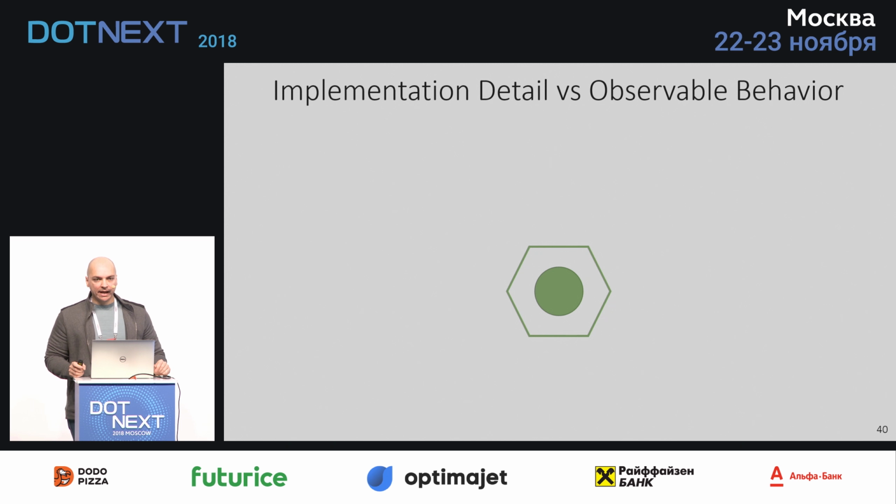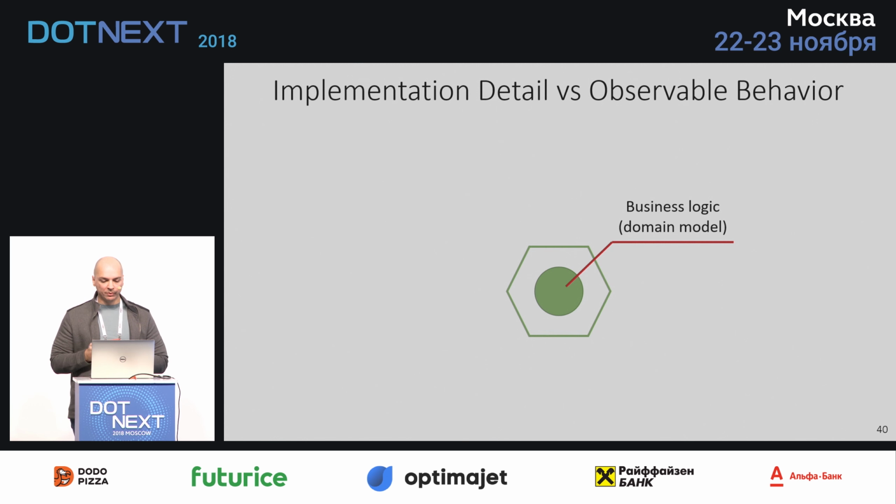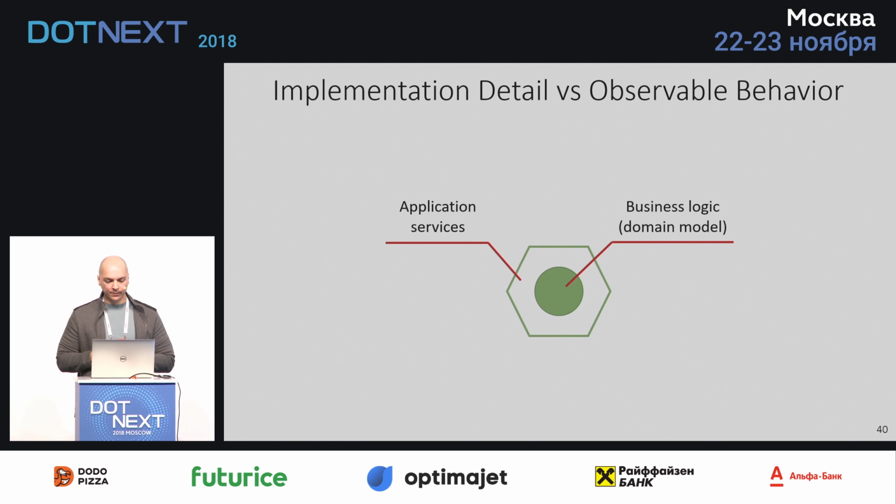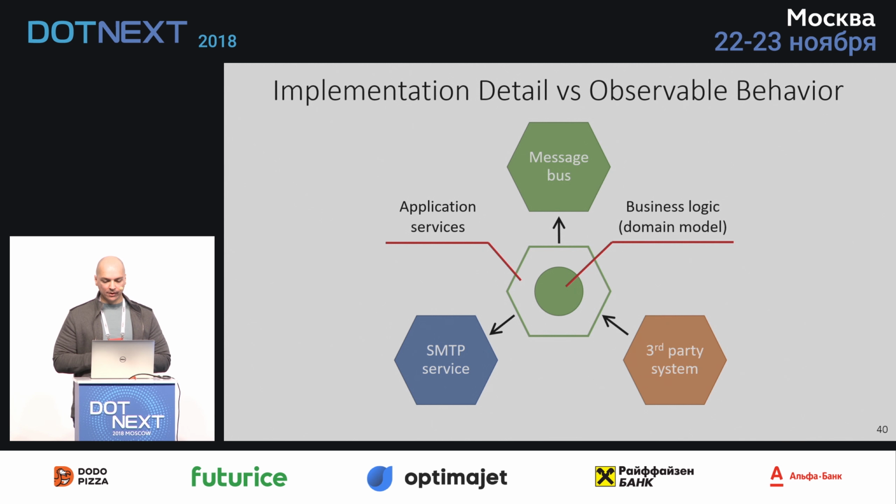Let's take a typical enterprise-level application and represent it in a hexagonal form. At the core of it, there is the domain model, or business logic. The outer layer here represents the application services layer. That layer coordinates the work between the domain model and the external world, so it sits on top of the domain model. The application itself can talk to multiple external applications, for example, a message bus, third-party systems, or an SMTP service.